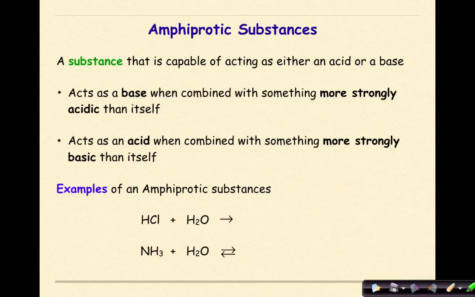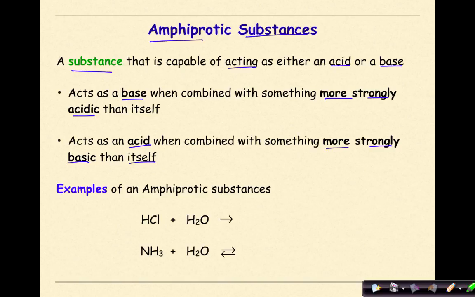What do we mean when we talk about an amphiprotic substance? This is a substance that is capable of acting as either an acid or a base. It will act as a base when combining with something more strongly acidic than itself. It will act as an acid and donate a hydrogen ion when combining with something more strongly basic than itself.